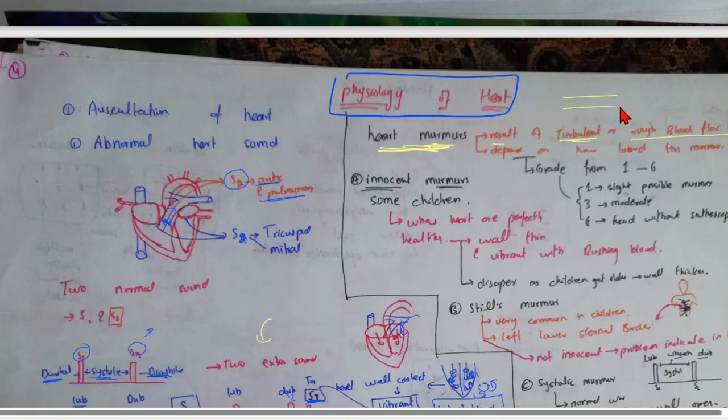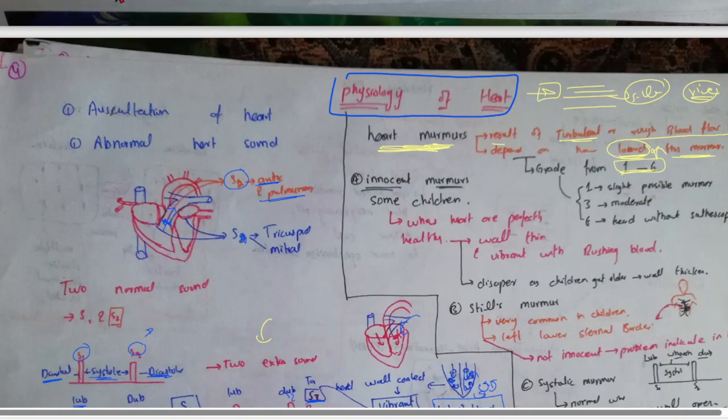For example, the sea is silent, moving silently, but if you see a river that is turbulent, a lot of noise comes from it, especially from the part where there is a narrowing. Turbulent sound is produced. Heart murmurs depend on how loud they are, and they are graded from 1 to 6.